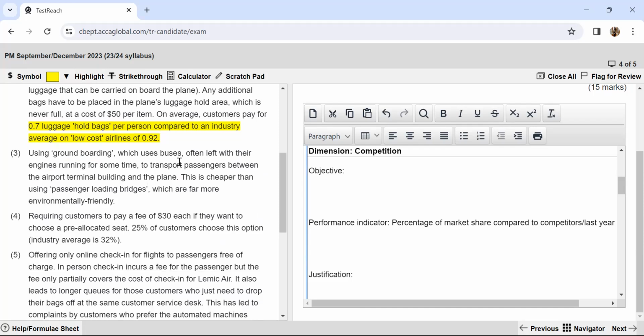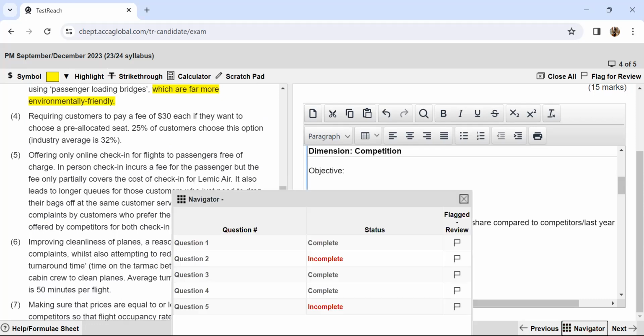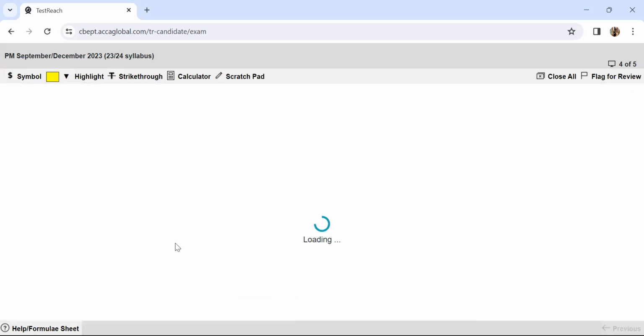Using ground boarding, which uses buses, often left with their engines running for some time, to transport passengers between the airport terminal building and the plane. This is cheaper than using loading bridges, which are far more environmentally friendly. So there is again something that they are doing to the environment. Requiring customers to pay a fee of 30. So you would understand why I am underlining everything to do with the environment.